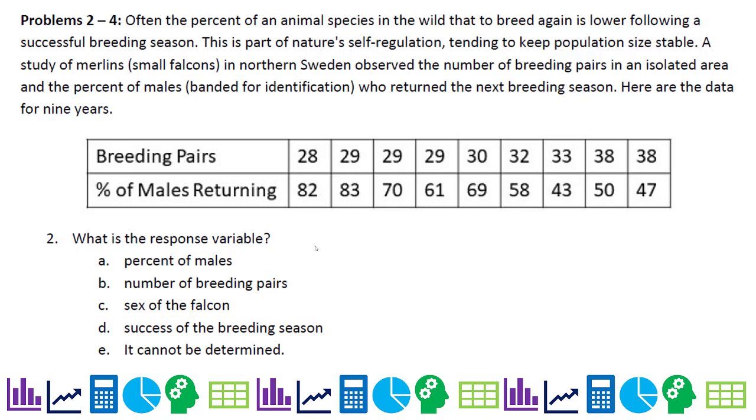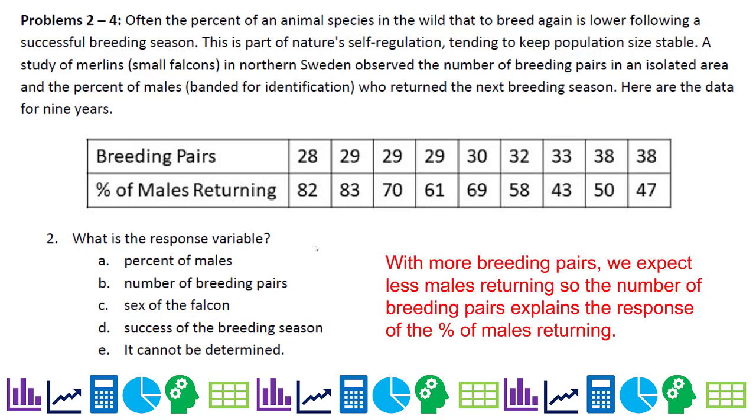So here are the data for the 9 years. There are the number of breeding pairs and the percent of males returning. So they told you in the problem that with more breeding pairs, we expect less males returning. So the number of breeding pairs explains the response of the percent of males returning. So percent of males is the response variable.